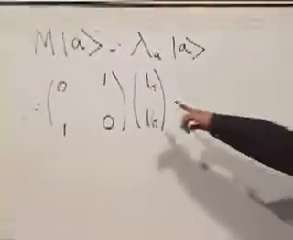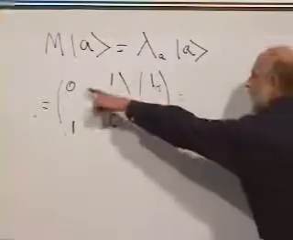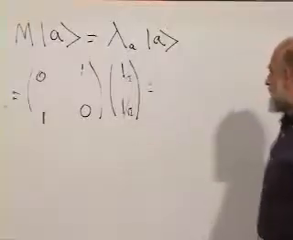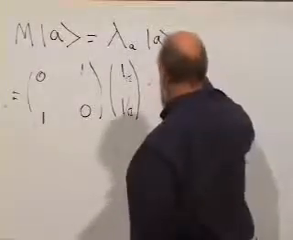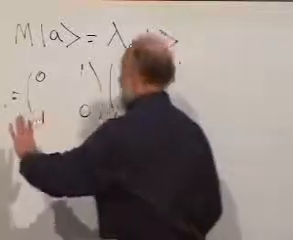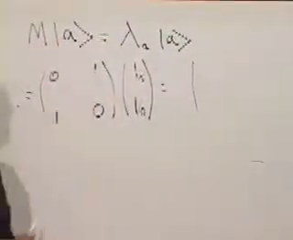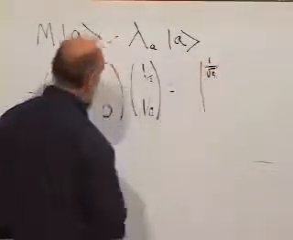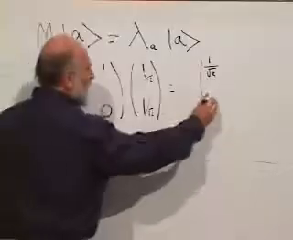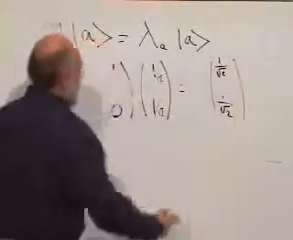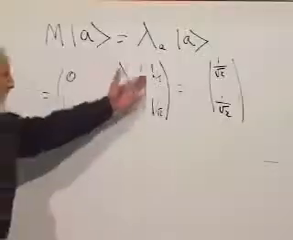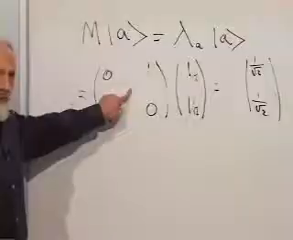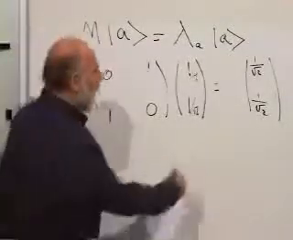All right, what is this matrix times this vector? We take the (0, 1) and we multiply it by these two elements, and what do we get? We get 0 times 1 over square root of 2 plus 1 times 1 over square root of 2. That's 1 over square root of 2, and likewise in the bottom. We got back exactly the same vector. So this is an eigenvector of this operator with eigenvalue plus 1.